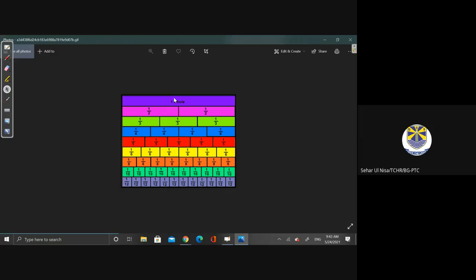Okay, students. So when you can see the purple one, the first one is a whole. When you divide the whole into two parts, like 1 by 2, you are dividing it into two parts. So you will write the total number is 2, and one portion is over here and one portion is over there. So 1 by 2 and 1 by 2.